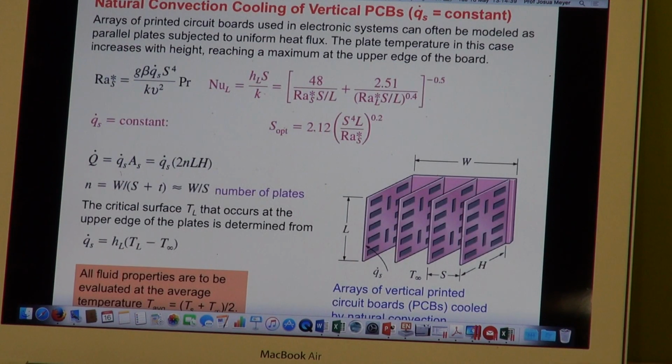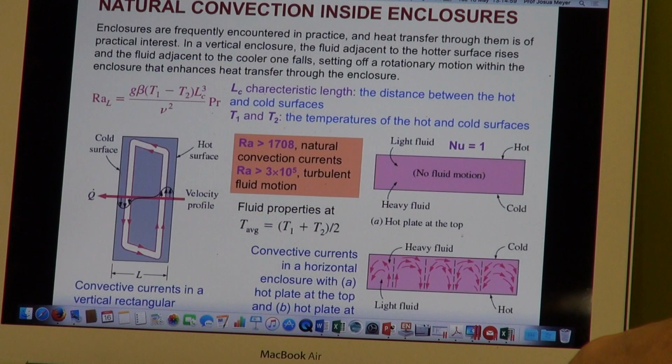Then you can also have the case where it's not a constant surface temperature, but a constant heat flux. Again, the same type of problem, and then you've got another type of optimum. The S optimum is the spacing in between that has been optimized. You can use that equation for it.